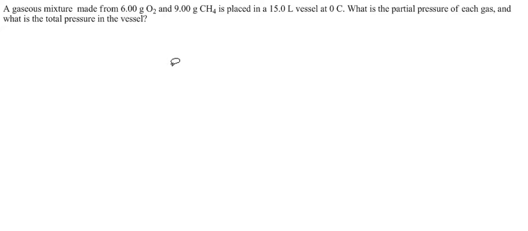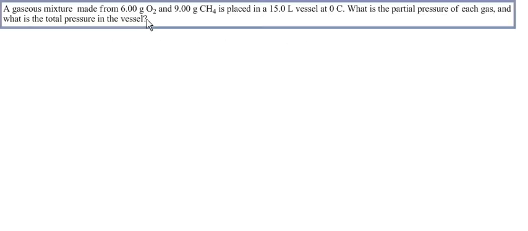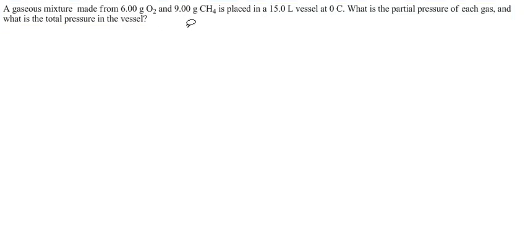So we can treat each of them separately, and if we need to, we can add the contributions they make to the property we're looking at together at the end. And that's what we're going to do in this problem. What we're going to do is find the partial pressure of each gas and then the total pressure. Well, we find the partial pressure of each gas by, as I said, assuming that we have 6 grams of oxygen and not worrying about the methane, and then doing the same thing for the methane.